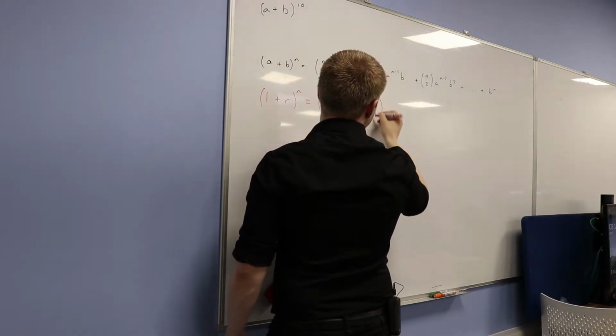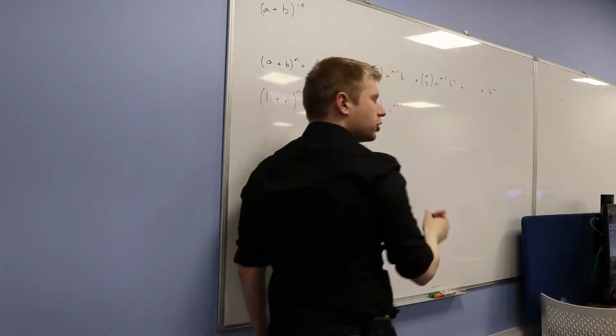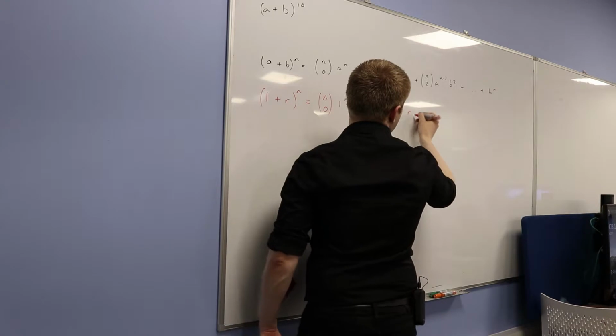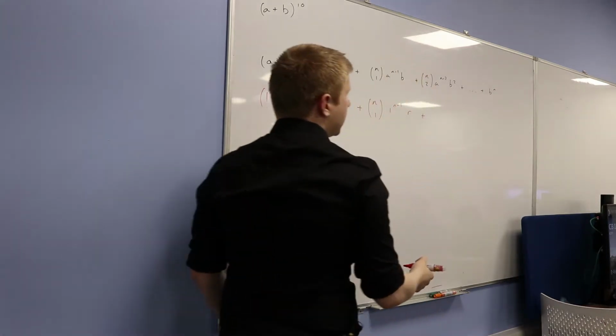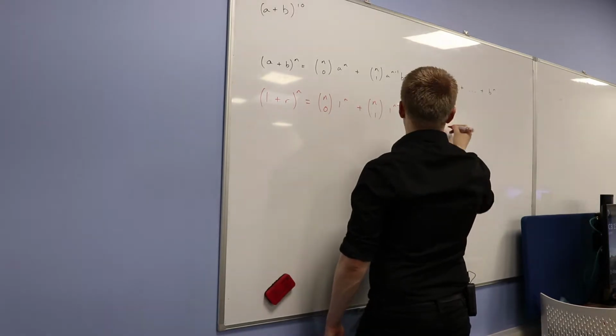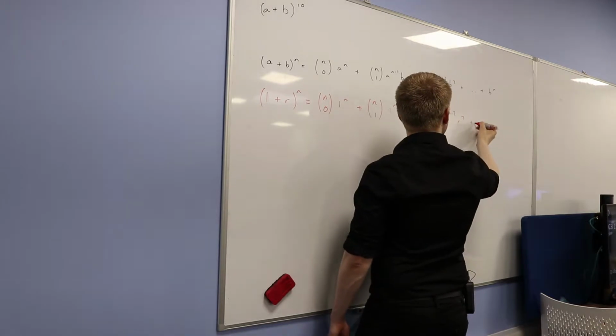Yeah, good. n choose 1. I'll still write 1 to the power of n minus 1, but we'll do a bit of simplification in the next round. And then B is just r in this case. What's the next term going to be? Good. So 1 to the power of n minus 2 times r squared. What's the next term going to be?